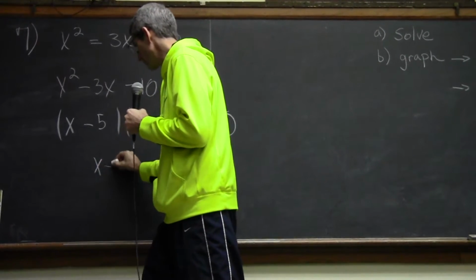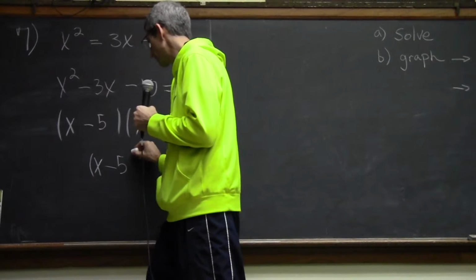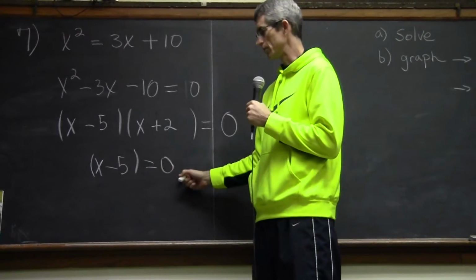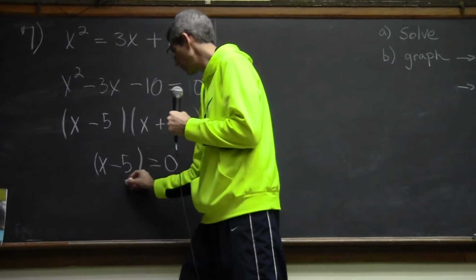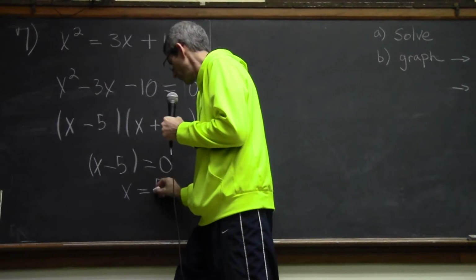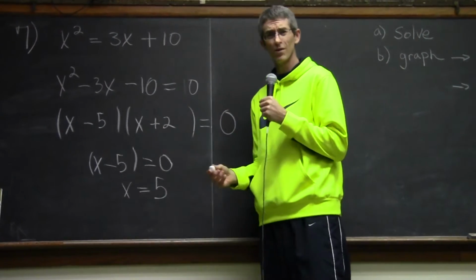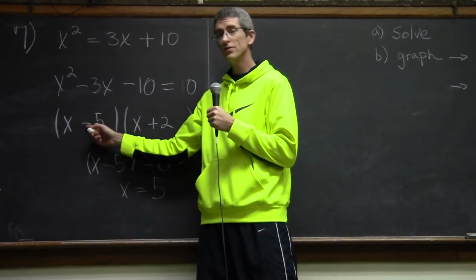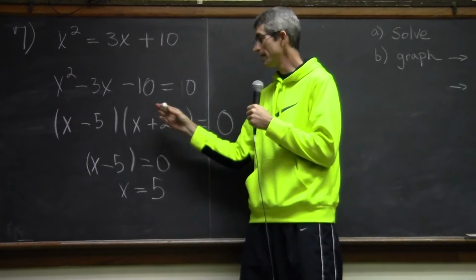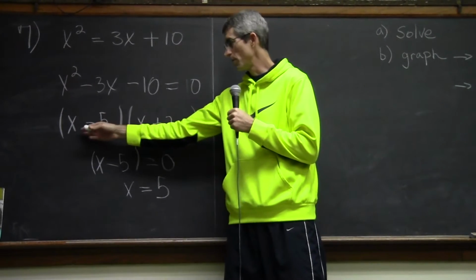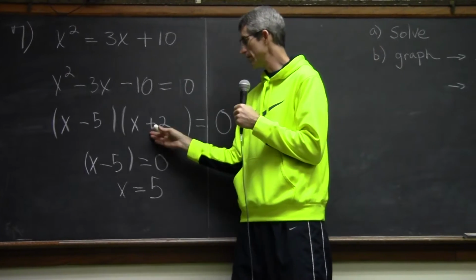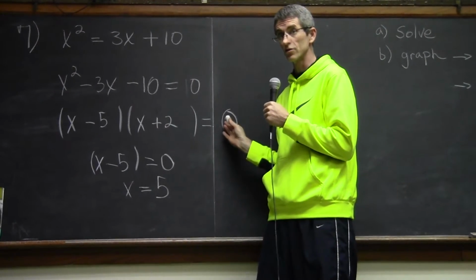I'm just going to write it out. For some of you, you'll see this instantly. First, x minus 5, set that equal to 0. So if x minus 5 equals 0, x equals 5. And if you just think about it for a minute, isn't that obvious? If I put in 5 for x, 5 minus 5 is 0. In this case, the other parenthesis would be 7, but 0 times 7 is still 0. So that works. That's a solution.